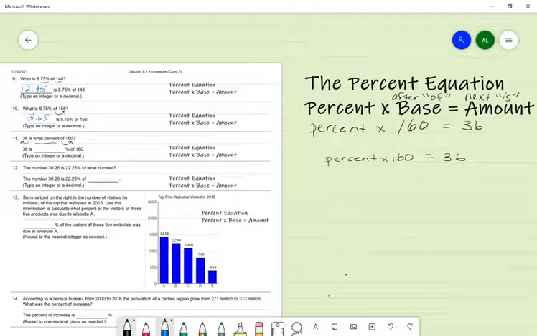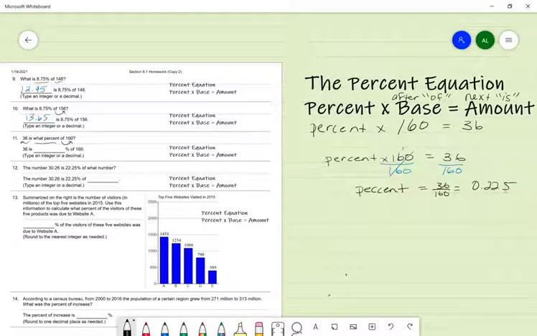And in order for us to solve for the percent, we are going to undo the multiplication of this 160. And I'm going to do that by dividing by 160. But if I divide this side of the equation by 160, I must divide the opposite side by 160 as well. So that it divides away here, and we have percent equals 36 divided by 160, and that equals 0.225.